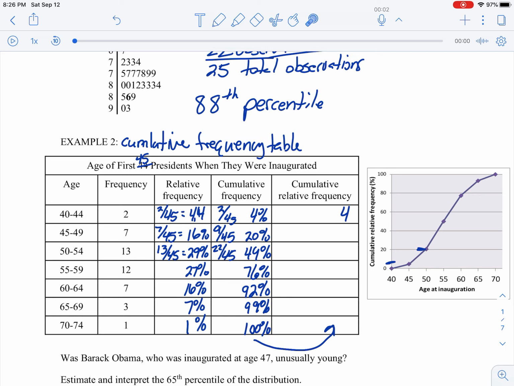Okay, so again, if we grab my laser pointer, the 50 to 54 age range, we had a grand total of 49. So here it is at 49 roughly here. So we are just plotting those points onto a relative frequency graph.